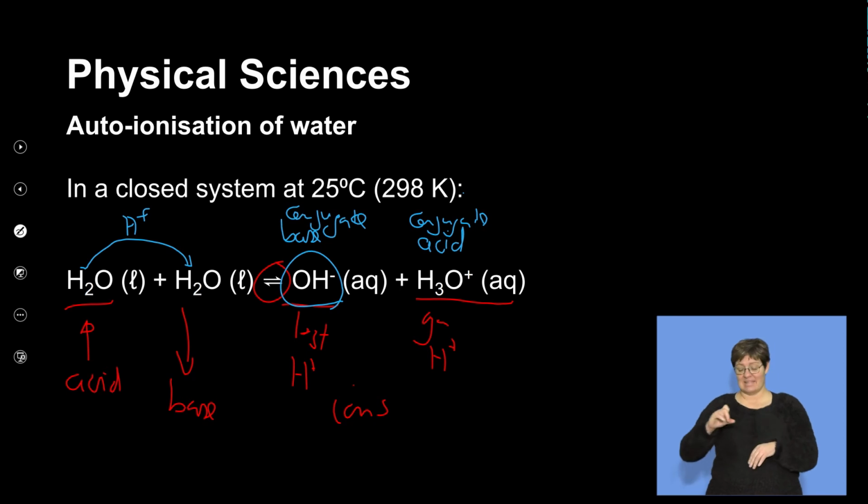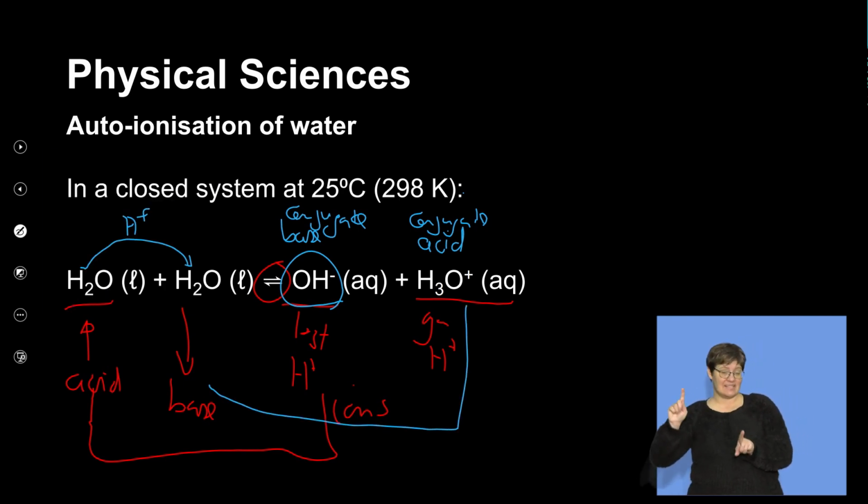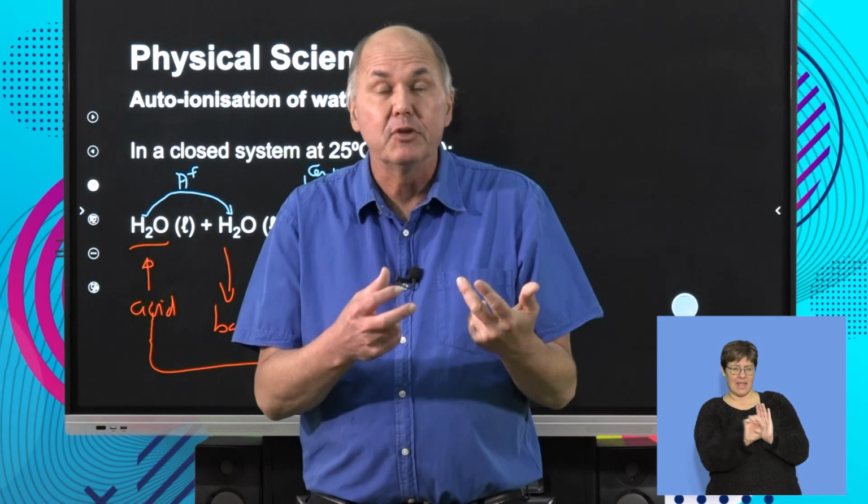So what we need to recognize here is that the acid and the conjugate base form a pair, and here's the other pair. The base and the conjugate acid form a pair. Now, it's not that easy to see on this example. We'll come to another one.